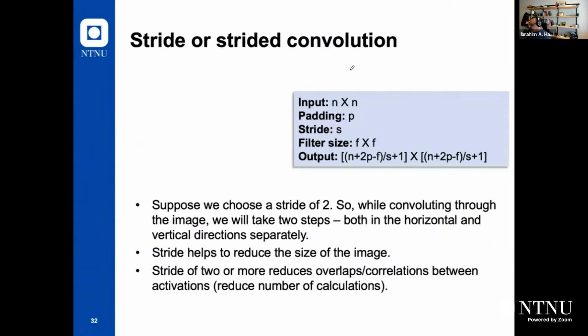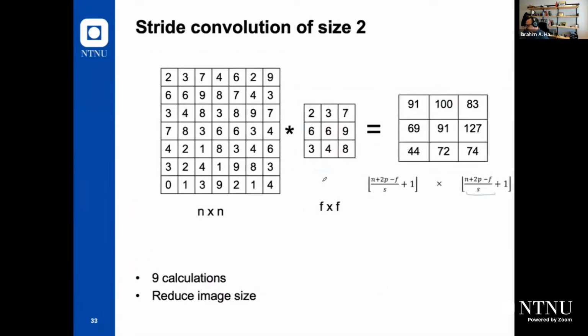Stride, we understand stride now. So suppose we choose a stride equal to 2. While convolving through the image, we will take 2 steps, both in the horizontal and the vertical directions separately. We will go in the horizontal direction, and when we finish this first horizontal row, we will go down by the same stride, and we will repeat this process until we complete scanning the whole image. This is a strided convolution of size 2, for example.